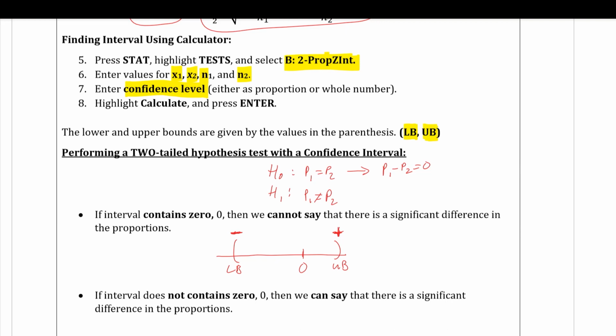So what do we conclude about that? Well, since we have good confidence that your true difference is between that lower bound and that upper bound, and 0 is one of those possibilities, then we cannot say that there's a significant difference in the two proportions.